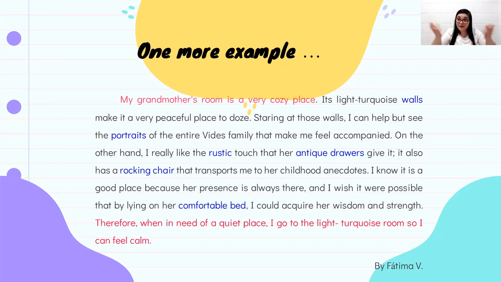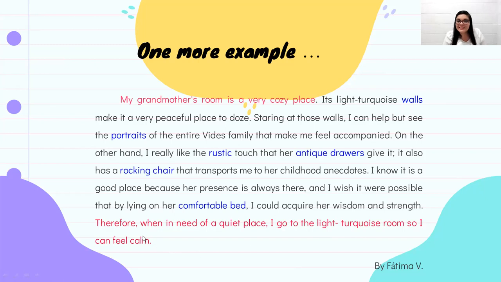But what is around has been described. How? She talked about the walls, about the portraits, about the rustic antique drawers, the rocking chair, and the comfortable bed. Providing a very short list of details, the writer provided enough for us to know a little bit about her grandma and her bedroom and how cozy it is.